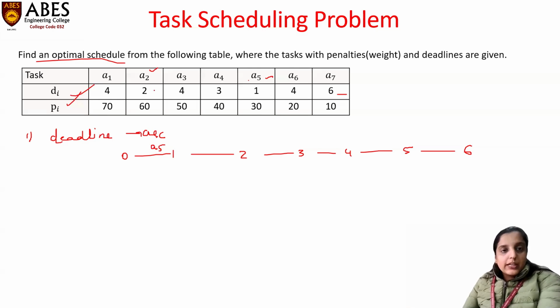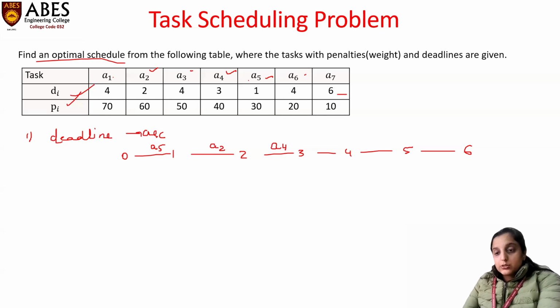So after 1, we'll get A2. A2 deadline is 2, so we have to do this task here. Okay. After that, we have 3, A4. So A4 deadline is this. Done. Next after 3, we have 4. See, we have two 4s. It means two tasks have the same deadline, 4, and this has also 4.